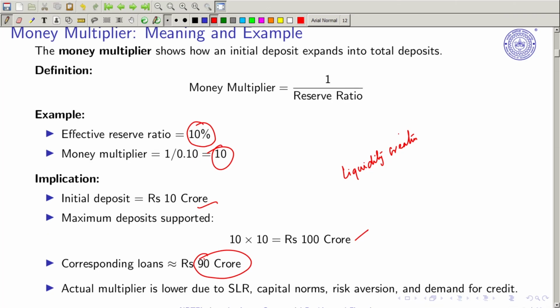But reserve ratio, you can see that if it is higher, your money multiplier is going to be lower, and if it is lower, then money multiplier is going to be higher. Which means that if the reserve ratio is lower, then overall money multiplier is higher, and when it is higher, then overall money multiplier is lower. What it implies is that this brings central bank regulation into the picture, since the central bank decides the CRR, so of course it will play a very important role.